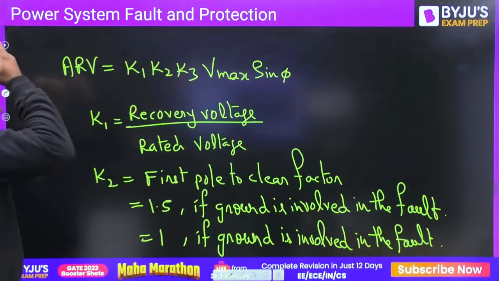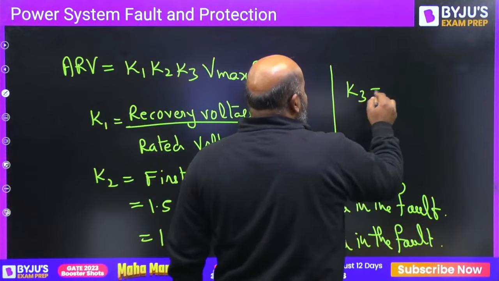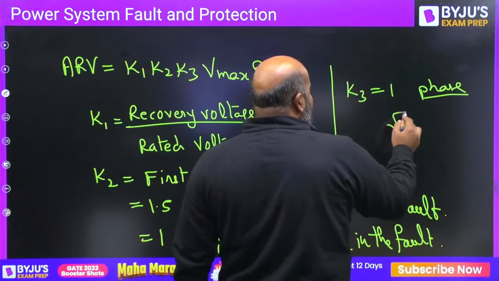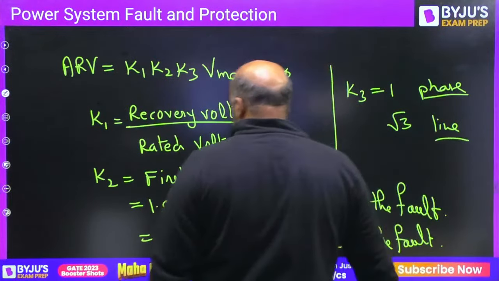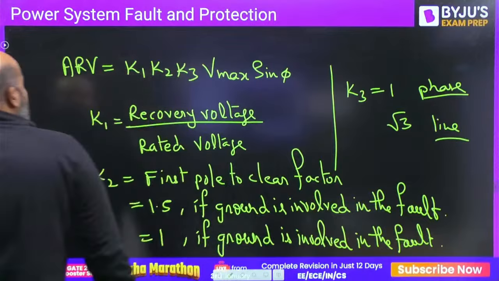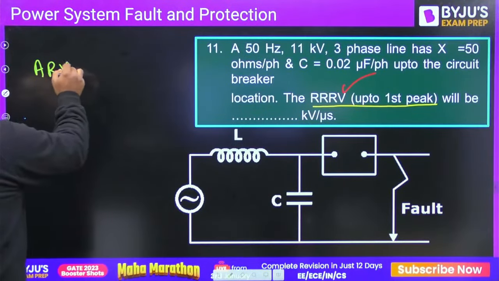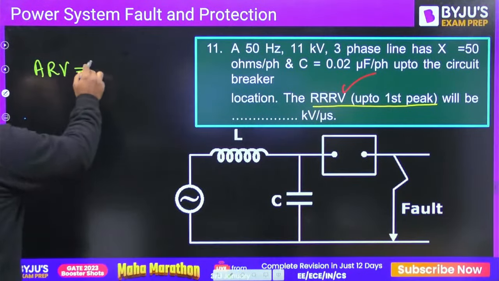Now, K3 basically is going to be 1 if you are talking about the phase voltage active recovery voltage. It is going to be root 3 if you are talking about the line voltage. That is the difference. So, what is going to be active recovery voltage here? Now, there is no information given for the recovery voltage. Let us take it 1.